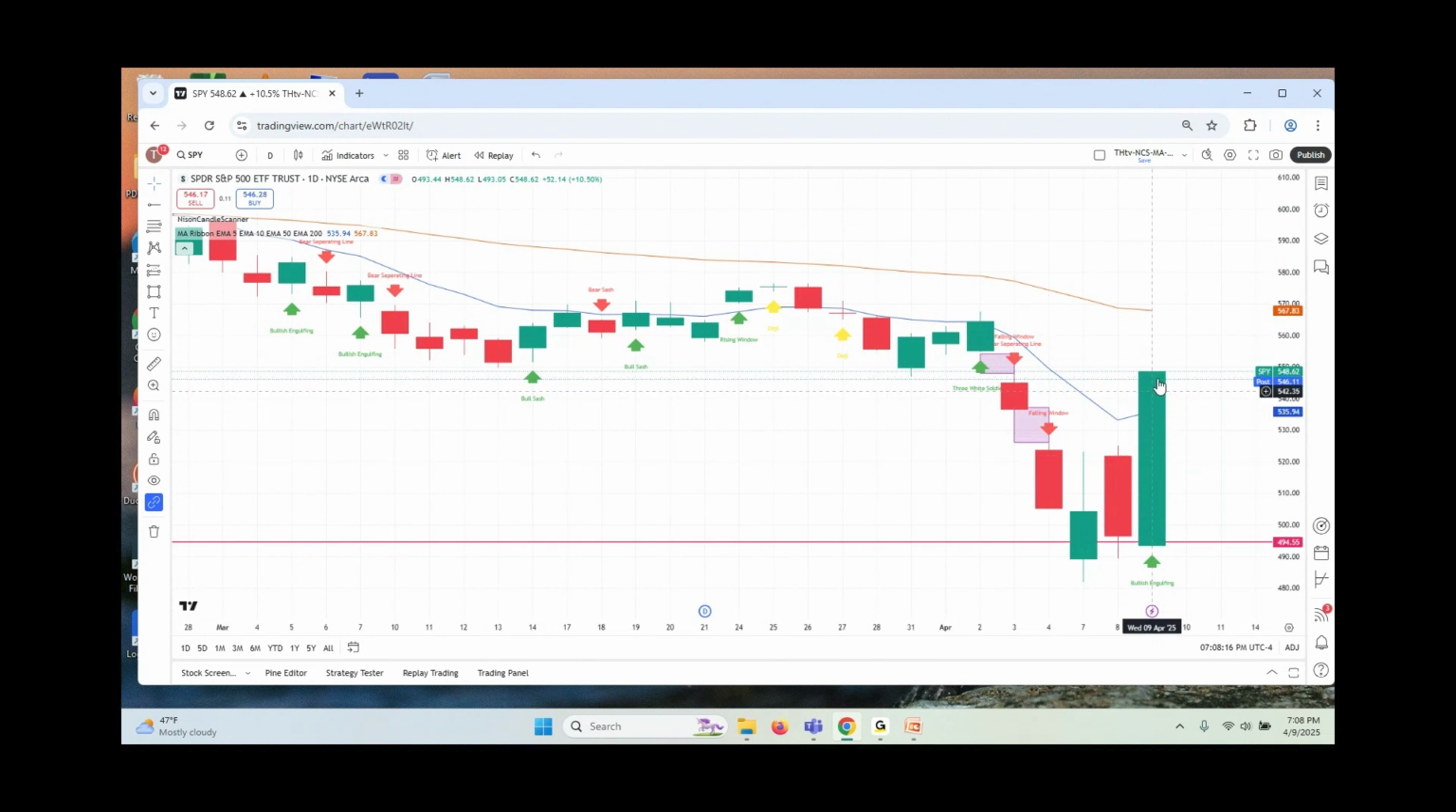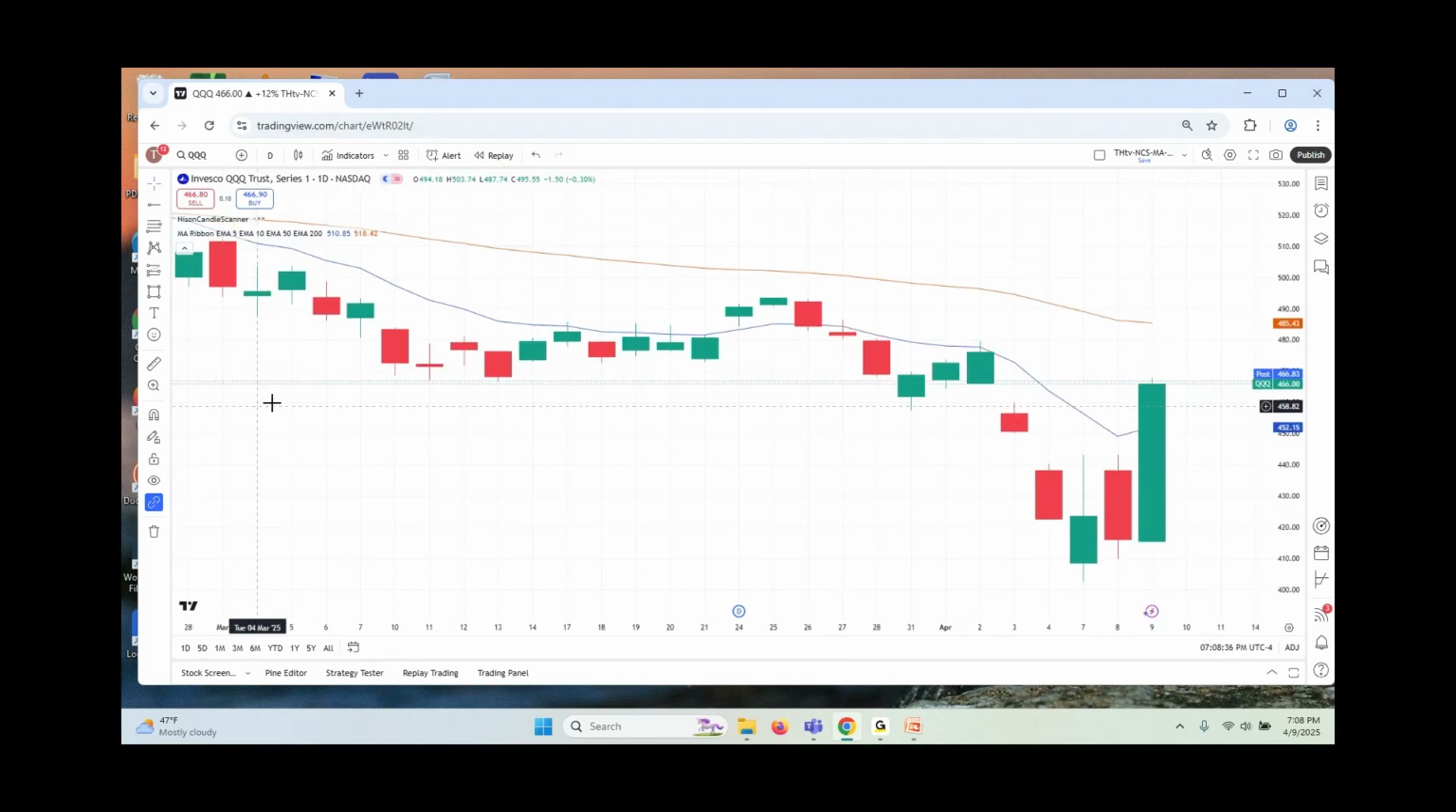To the downside here, even though we close here, we have this previous falling window. That might be a potential area of support to the downside. Put a stop in at 535 down to 525 or so. So I hope that helps on the SPY.